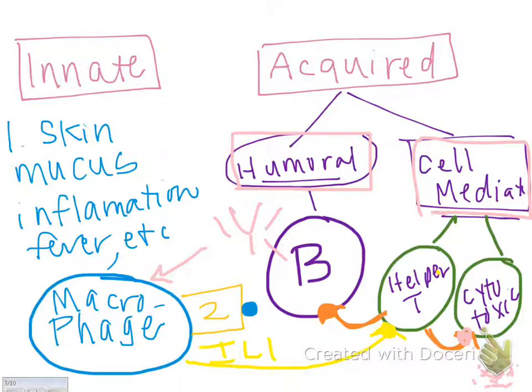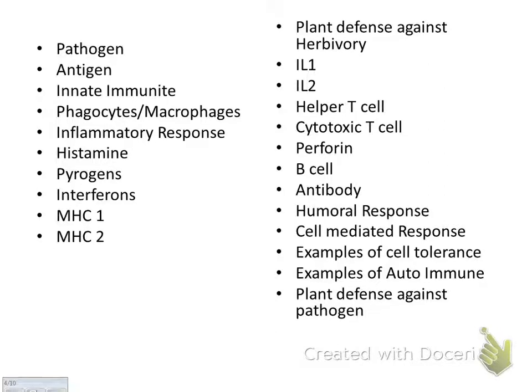Okay, one interesting fact we said was that people with AIDS, their helper T cell is infected, so they don't have the interleukin-2, and the B cells and cytotoxic T cells don't work correctly. Okay, so pause the video for a second, look at these words, and see if you can identify all these words and know the information about them.